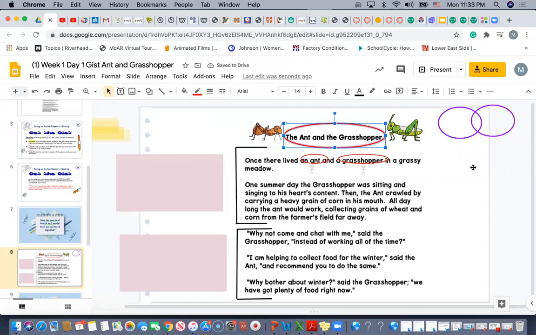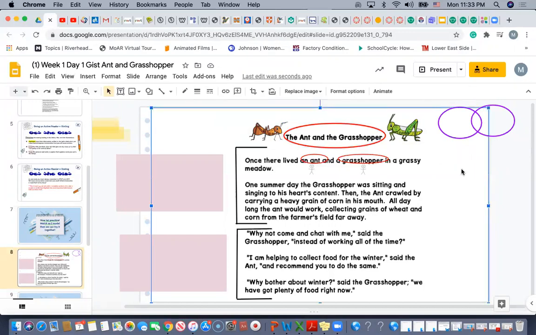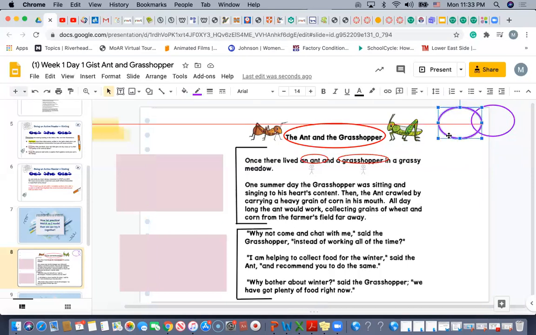So now I'm going to try it again. Now I want to circle the illustrations. The illustrations show me that there's an ant and there's a grasshopper. So I still think that my main characters are probably going to be an ant and a grasshopper. So I scroll over the purple circle. I click down. I don't let go. And I move the circle to where I want it to go.